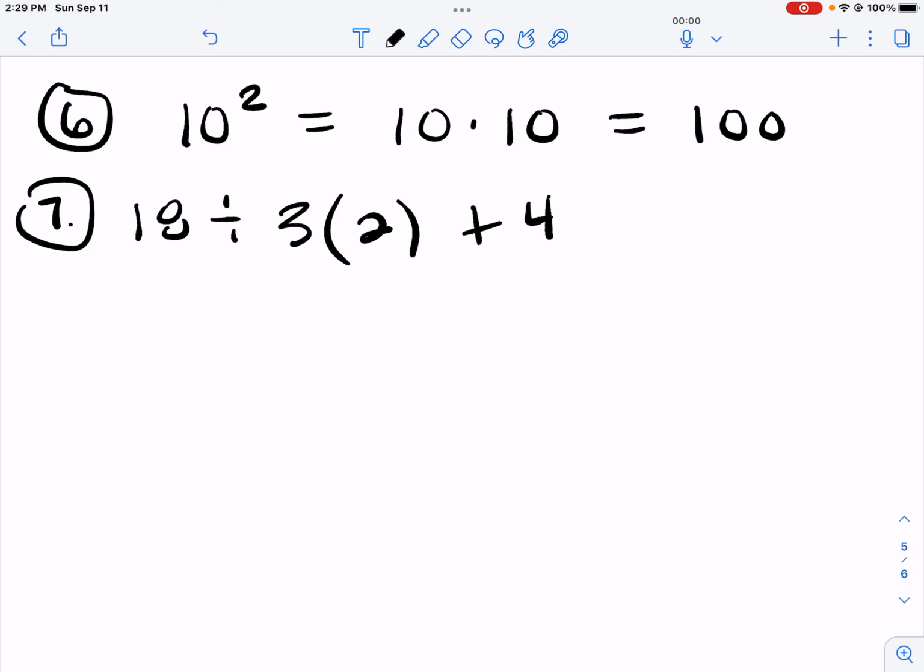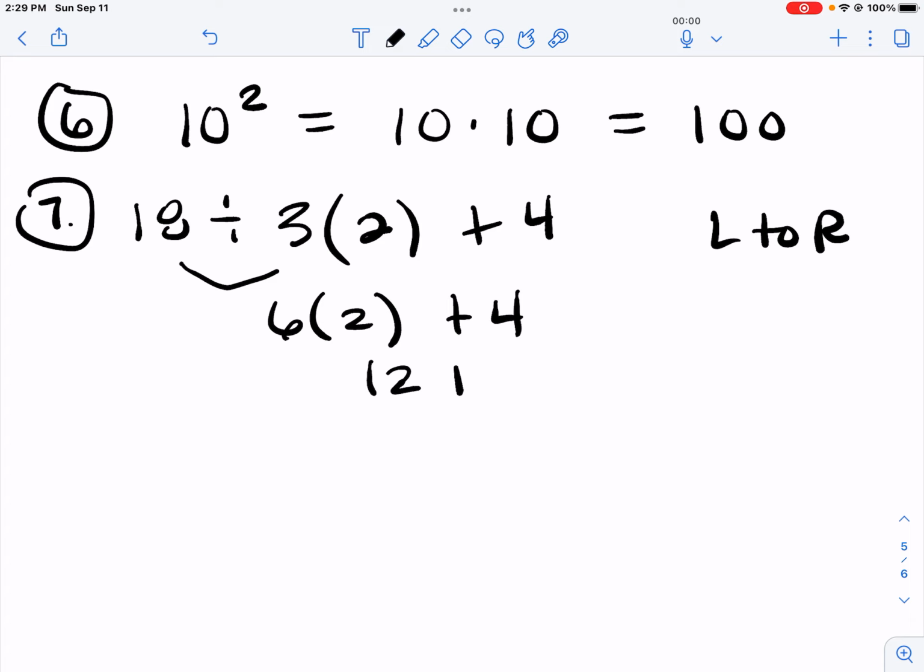Okay, multiply and divide is left to right. So 18 divided by 3 is 6. 6 times 2 is 12. Addition is last. 12 plus 4 is 16.